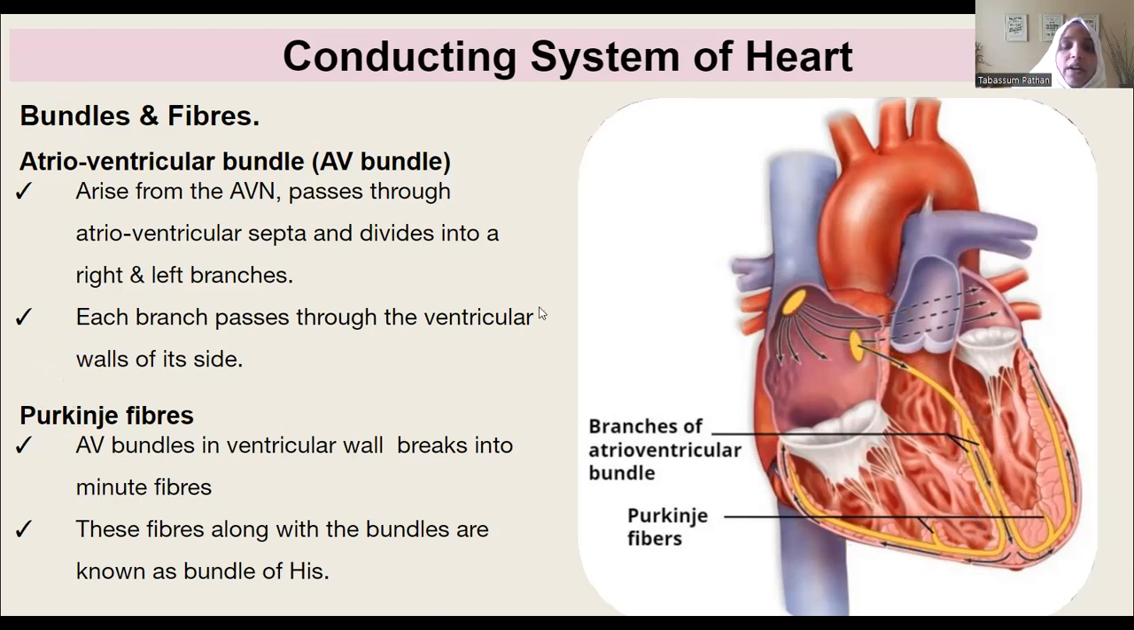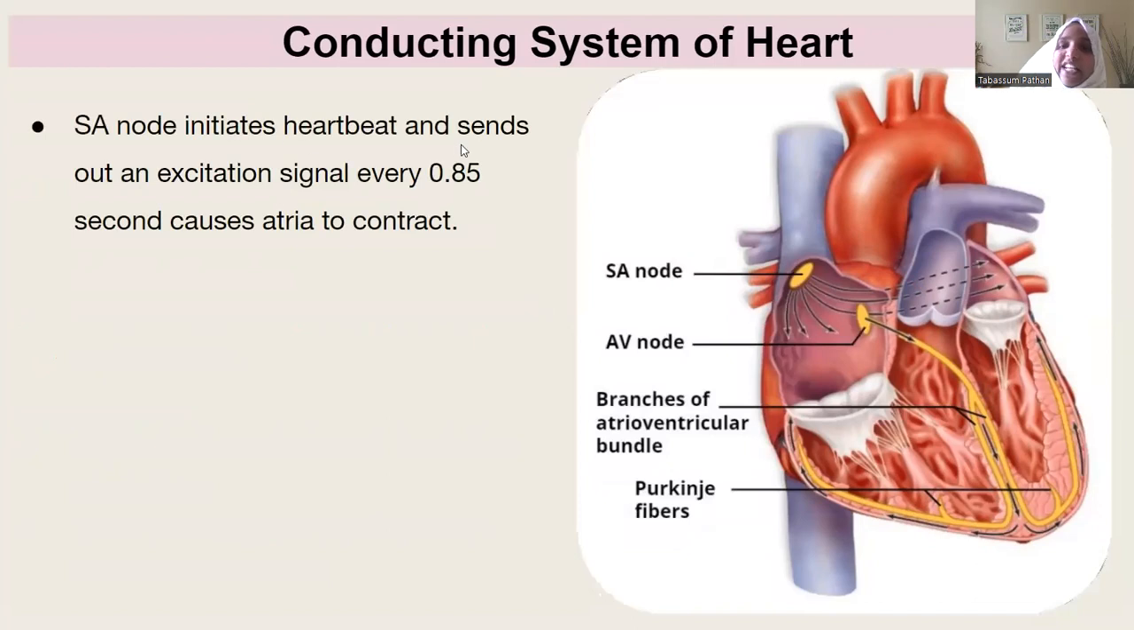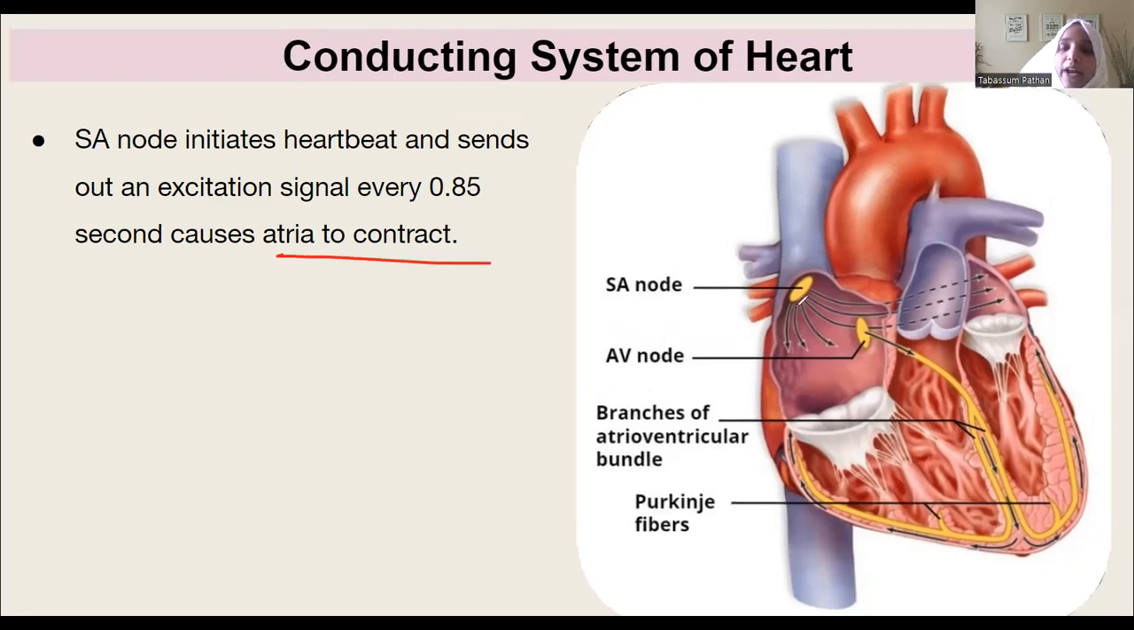So moving forward, the SA node initiates the heartbeat and sends out an excitation signal, as we have just discussed, approximately every 0.8 seconds, and this will cause the atria to contract. Okay, so when the impulse or the signal is generated, the heartbeat is initiated. This brings about contraction of the auricles, the right auricle and left auricle.